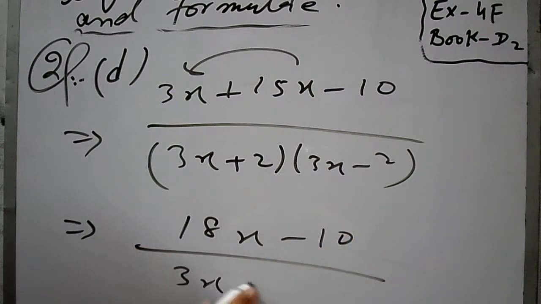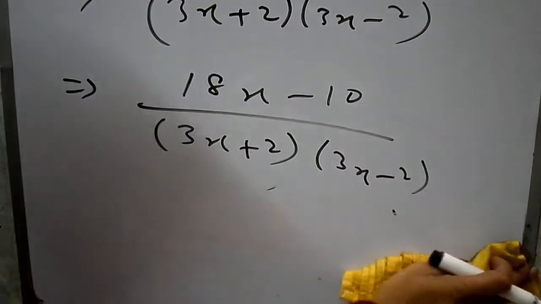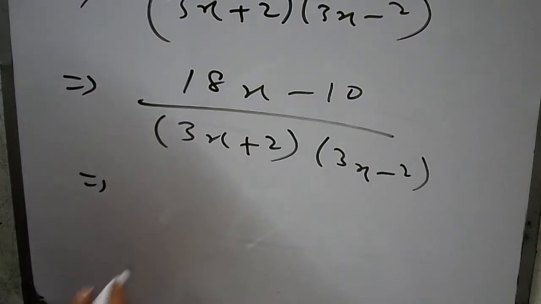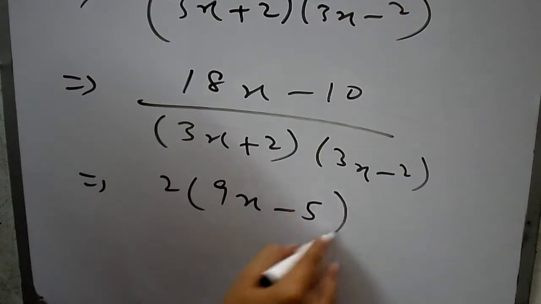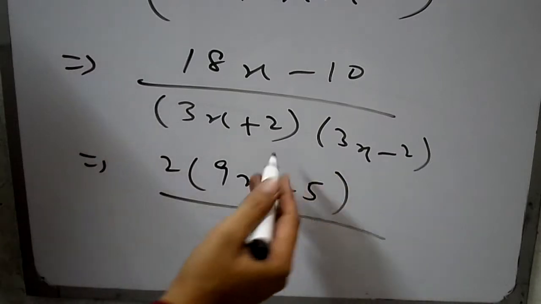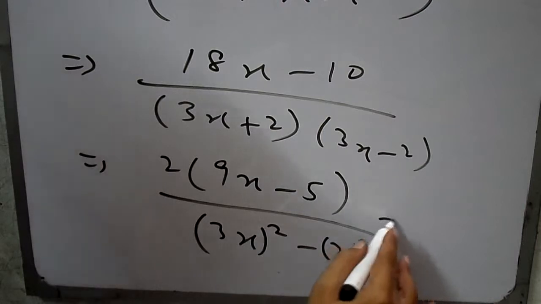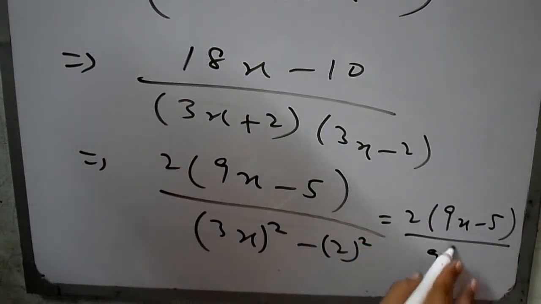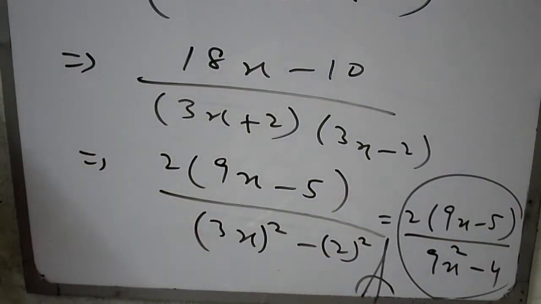If you would like to take common from the numerator, you can take common, 2 can be taken common, otherwise no problem, it doesn't matter. By the same methodology, reverse this formula. So the difference of two square formula you will get, that is square minus 2 square, and again you will get the same result, that is 9x square minus 4. So that is your result, that is your answer.